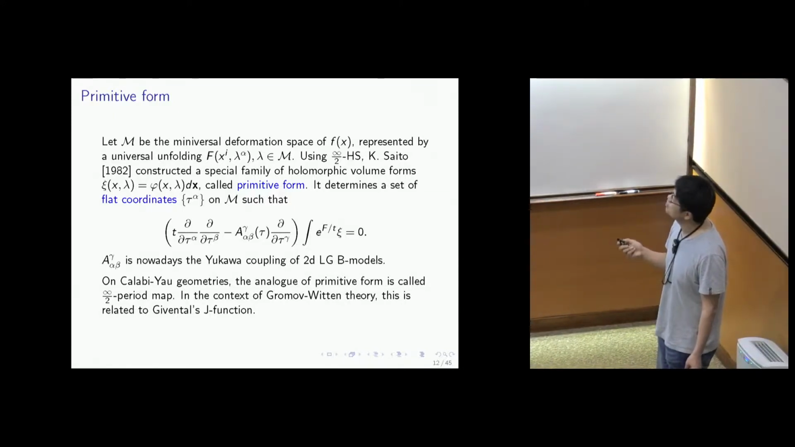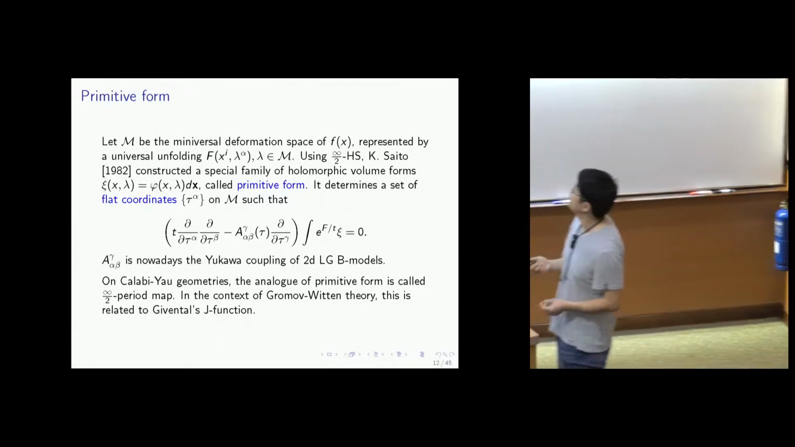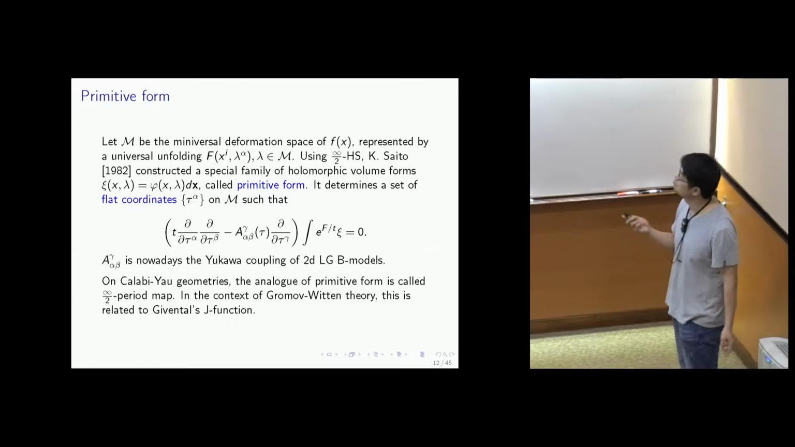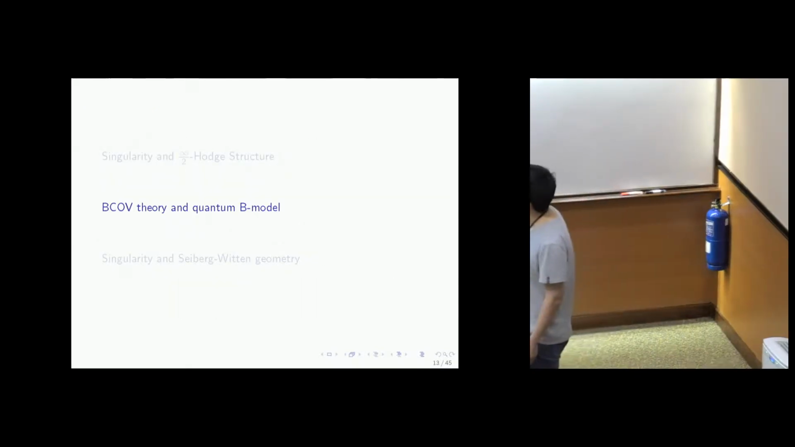Then in Calabi-Yau geometry, the analog of this primitive form is called a semi-infinite period map. And in the context of quantum theory, this is related to the Givental function, and that's how it appears in the literature.